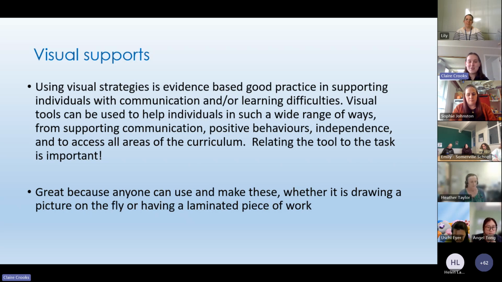The great thing about visuals is anyone can make them, whether it's us doing a drawing on the fly or having a beautiful laminated pinned up bit of work. It's something that everyone has access to.